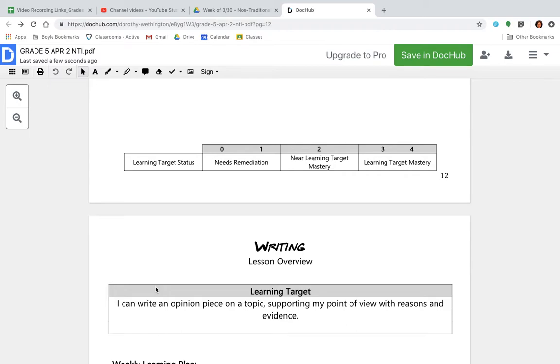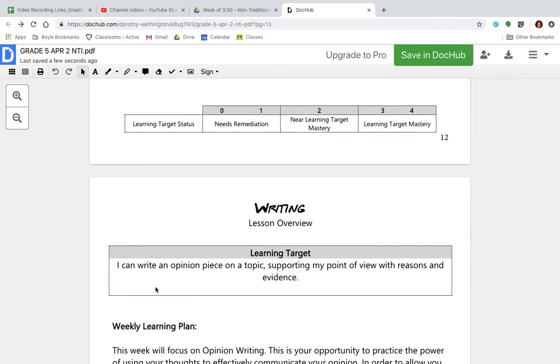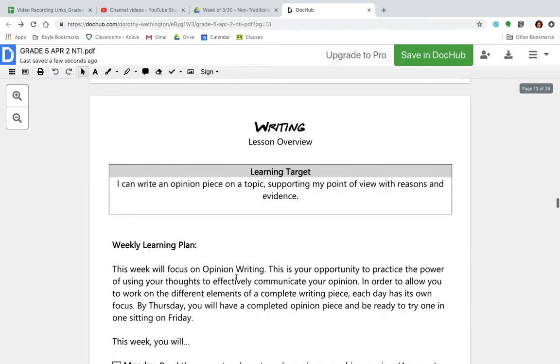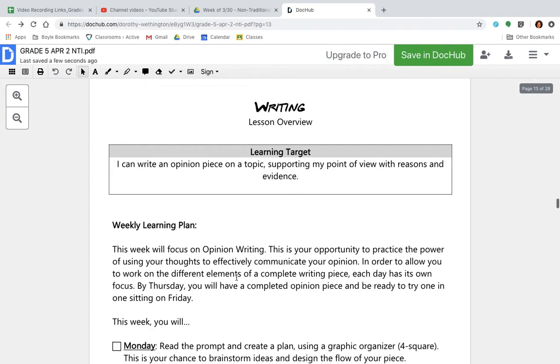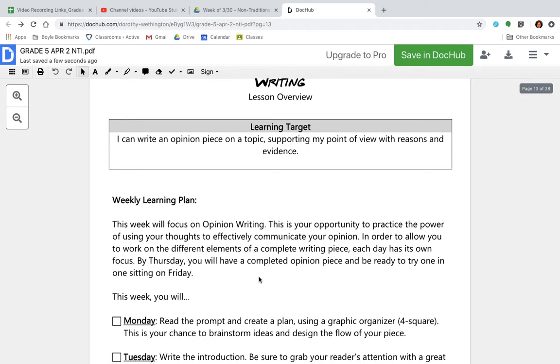Writing, lesson overview. Learning target: I can write an opinion piece on a topic, supporting my point of view with reasons and evidence. Weekly learning plan: this week will focus on opinion writing. This is your opportunity to practice the power of using your thoughts to effectively communicate your opinion. In order to allow you to work on the different elements of a complete writing piece, each day has its own focus. By Thursday, you will have a completed opinion piece and be ready to try one in one sitting on Friday.